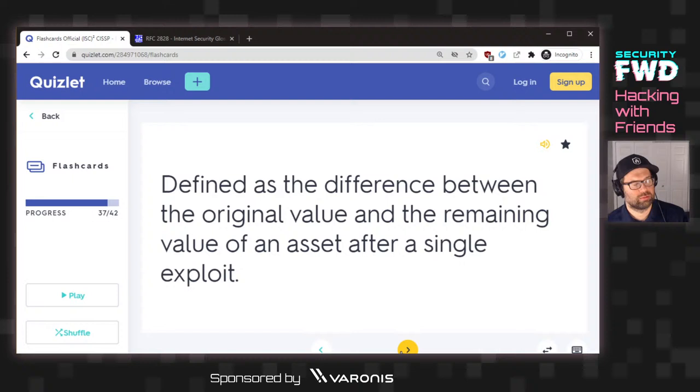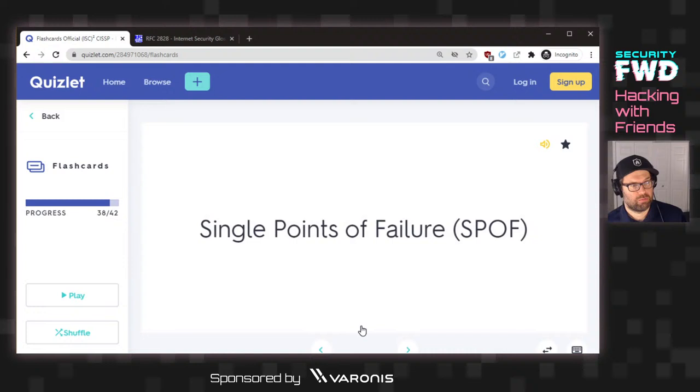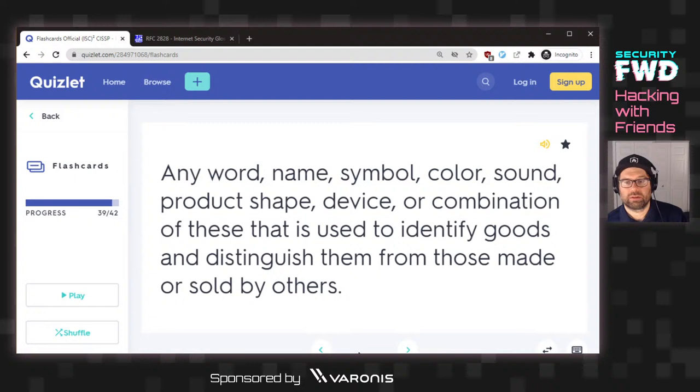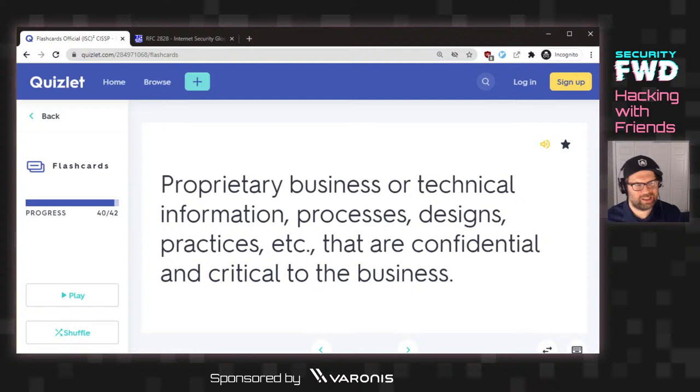Okay. Any single input to a process that if missing would cause the process or several processes to be unable to function. Single point of failure? Single point of failure. That was easy. All right. Next. Any word, name, symbol, color, sound, product, shape, device, or combination of these that is used to identify goods and distinguish them from those made or sold by others. All right, so we know this is trademark, not copyright, because it's not artistic. Trademark. We got it right. Our little mnemonic helped us. I guess that's not technically a mnemonic. It's just a way to keep it together.